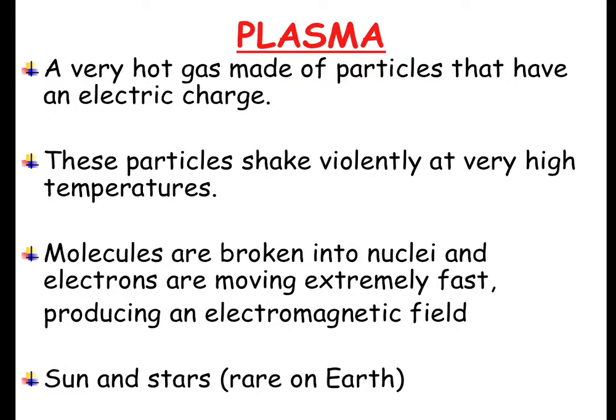But plasma is a really hot gas. It is made up of particles that have an electric charge. So those particles shake violently at high temperatures, and the molecules are broken down into nuclei, and electrons are moving extremely fast, producing an electromagnetic field. Prime examples of plasma are the sun and the stars.